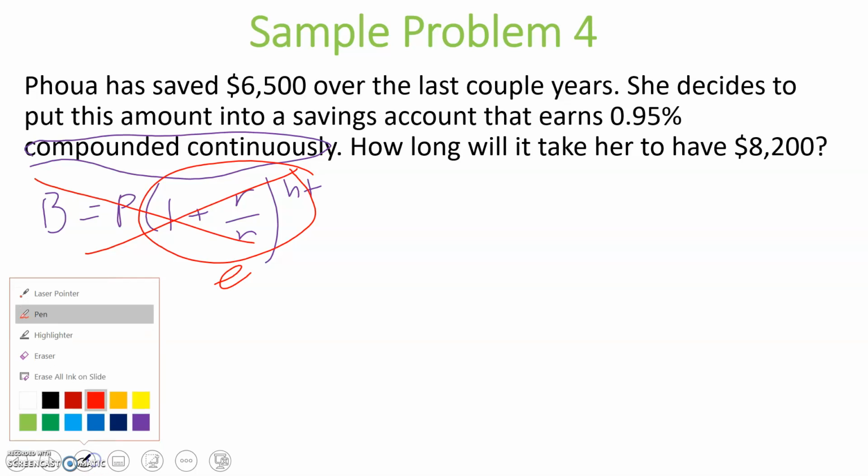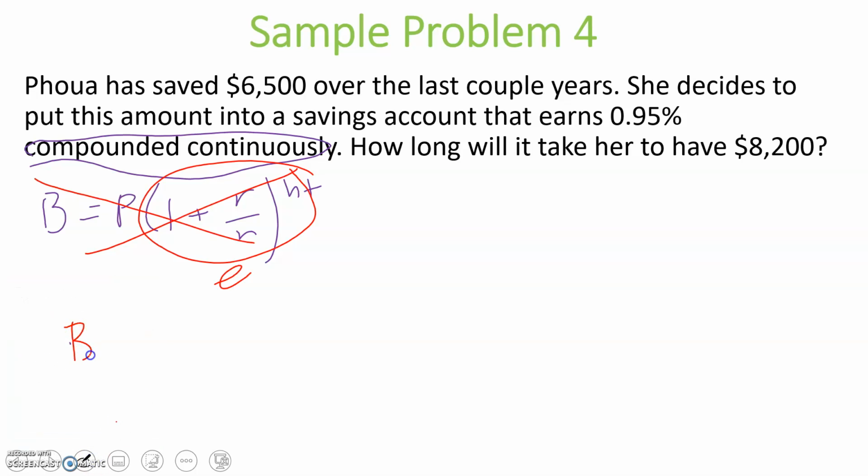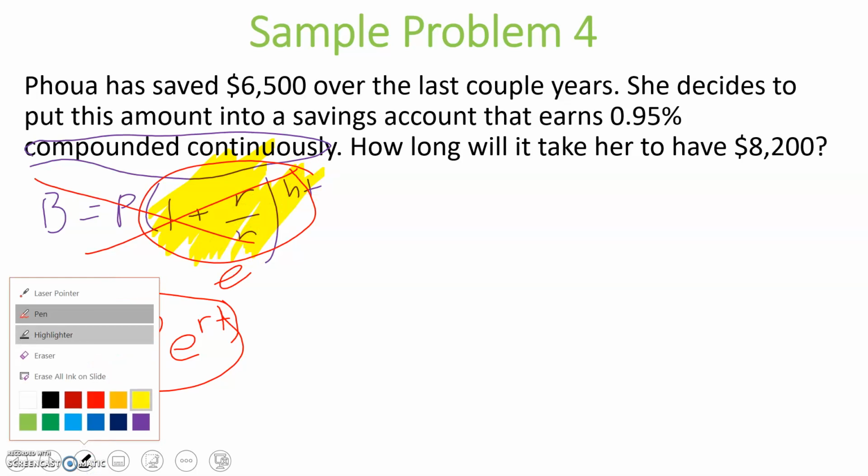So we're going to be using B equals P e to the power of RT. We will always use this formula when we have continuous compounding, just because continuous goes to infinity. And remember, like I said before, this portion here of the equation, as we take the limit to infinity, will take us to that exponential e.